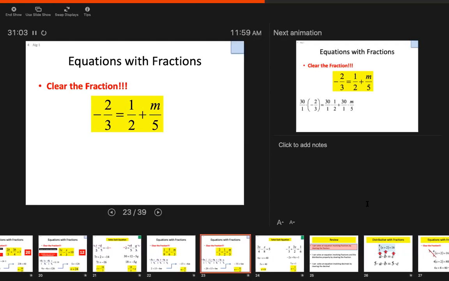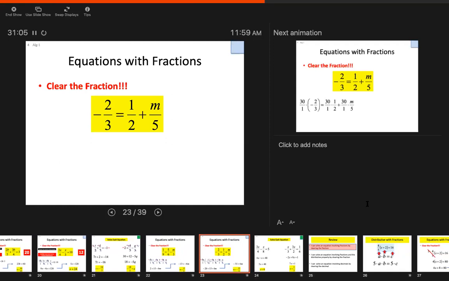All right, one more. Common denominator: 3, 2, and 5. Got to do some thinking on that one. 15, except for 2. Hmm, 30. As soon as you saw 15, you could have counted by 15s. The next one would be 30. Okay, so 30. We got to multiply everything by 30.